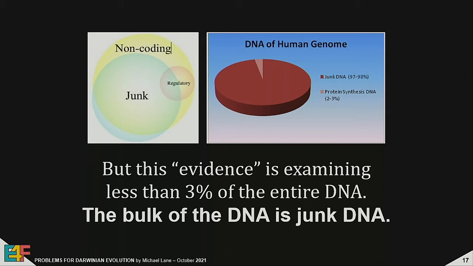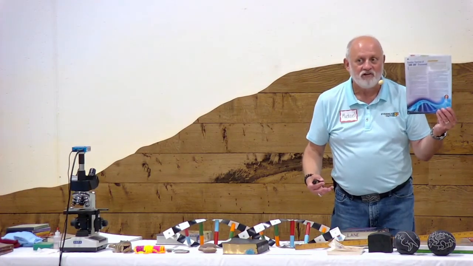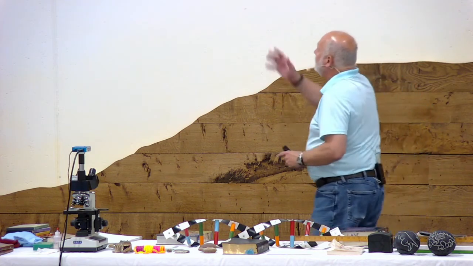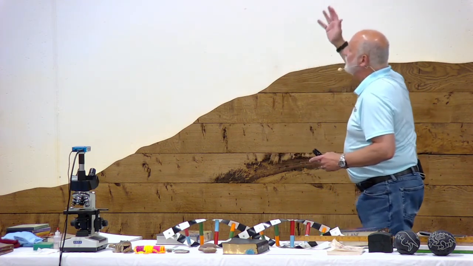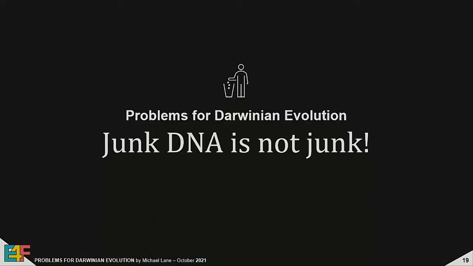Look at the amount of DNA that we're not even considering. Why didn't we consider this? Because until about 20 years ago, we had no idea what it was. We didn't know what it did. And they're still just finding out and publishing articles on what this does, and it's not junk. It's very necessary pieces of DNA. Junk DNA is not evidence of leftover genes in Darwinian evolution. That is not what its function is. That's not what it's for. It does other things. Junk DNA is not junk. It's not an evolutionary leftover.